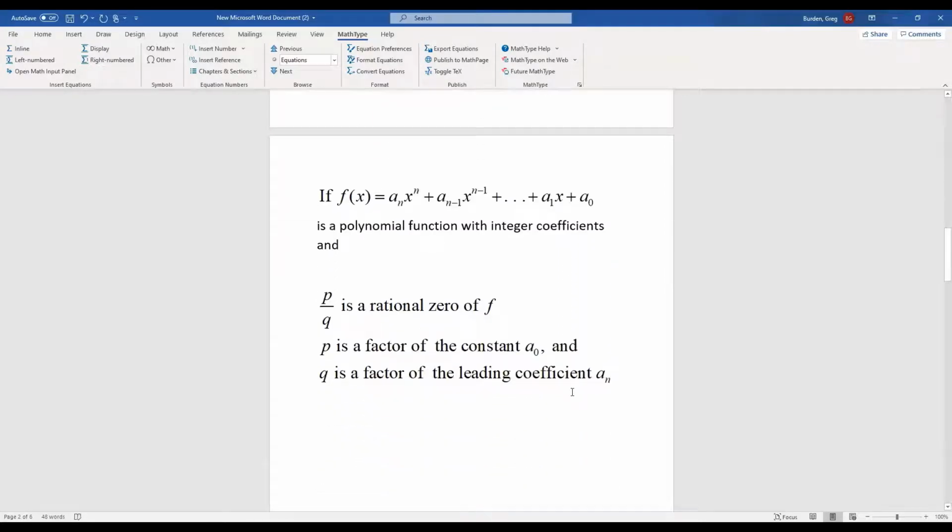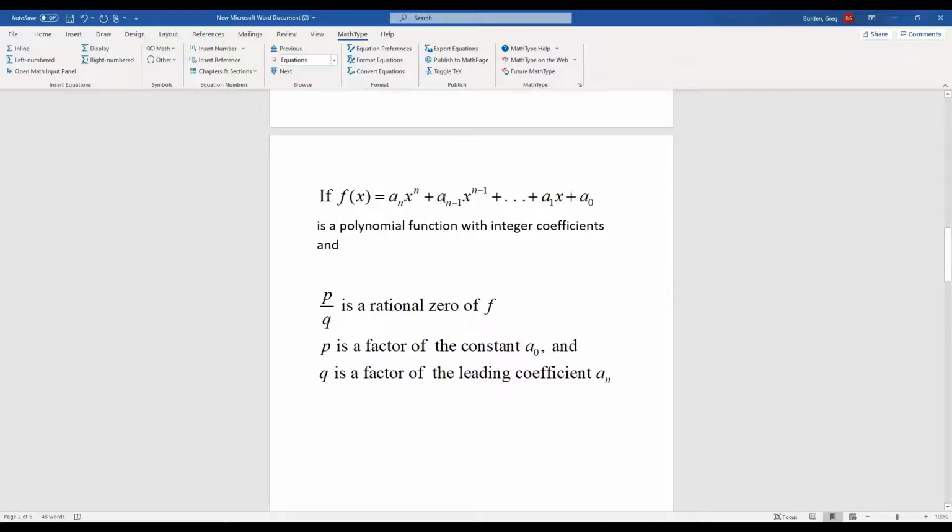So the rational zeros theorem is this. If you have a polynomial, f of x equals a sub n x to the n plus a sub n minus 1 x to the n minus 1 plus dot dot dot all the way down to the last few terms, which could be a sub 1 x plus a sub 0, a generic representation of a polynomial function, the coefficients have to be integers.